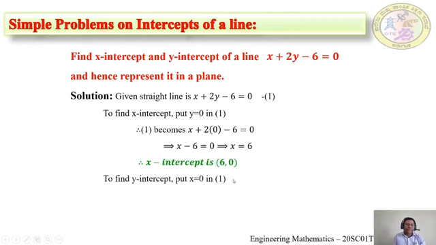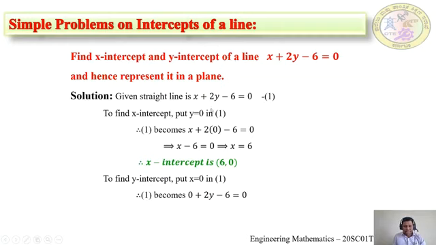Similarly we have to find the y intercept. To find the y intercept, put x equal to 0 in equation 1. So if you put x equal to 0 here, equation 1 becomes 0 plus 2y minus 6 equal to 0.